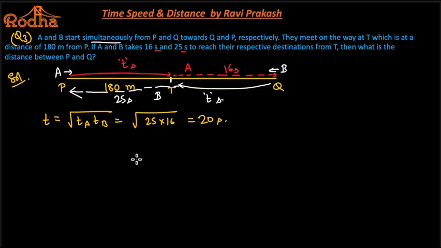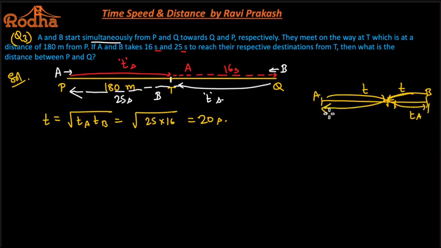So never forget what TA and TB are. A and B start at the same point. After T seconds, both will reach a certain point here. After this, A will follow his path and take TA time to reach from this point to this point, and B will follow his path and take TB from this point to this point. So T equals under root TA TB. Never forget this.